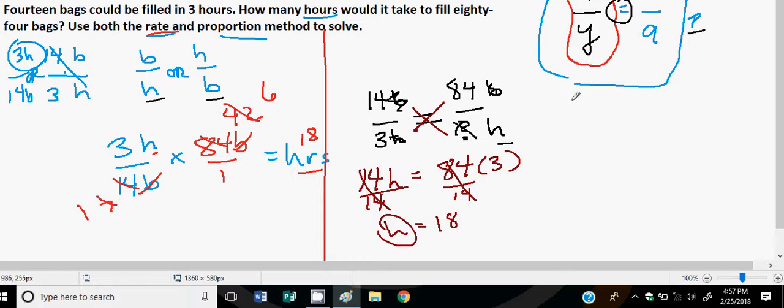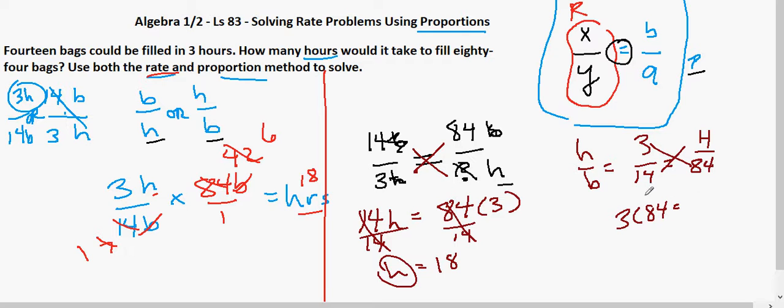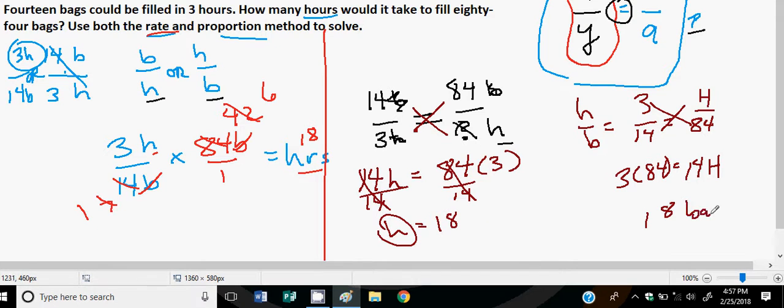And if we had solved that with H over B, we would just say, okay, then 3 over 14, keep it the same across. So 14 was my B, therefore 84 goes down here now, and I've got my H up here. You would cross multiply, see how we're getting the same thing. It just is backwards, where we've got the H being solved on the right, doesn't matter. And you'd end up with 18 again. Let me know if you have any questions on these.